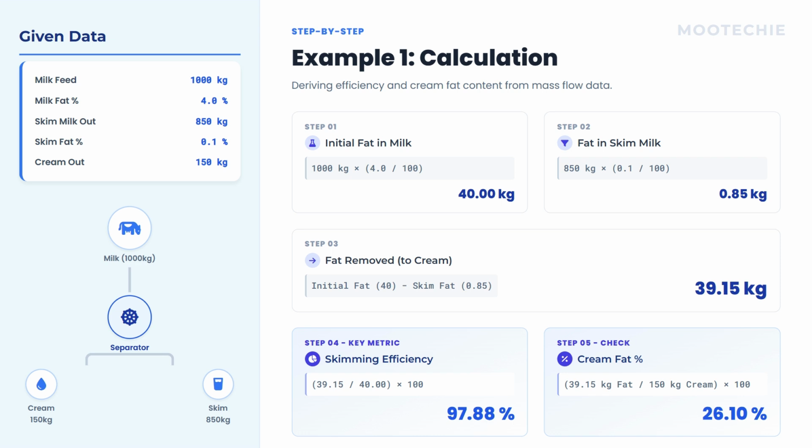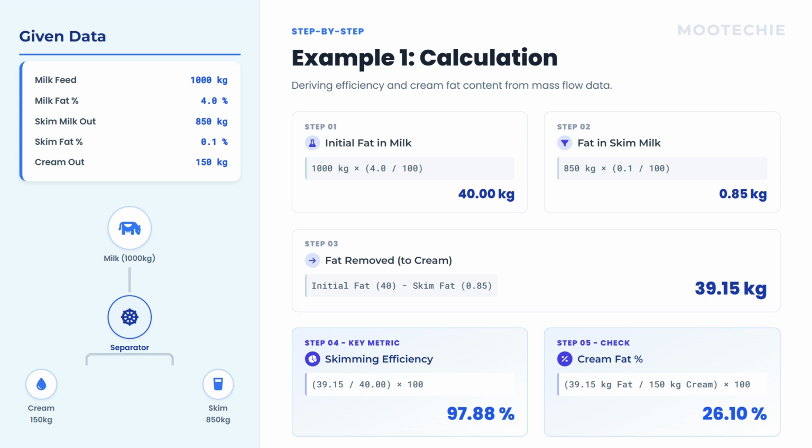Step 2. Find the fat in the skim milk. That's 850 kilograms times 0.1%. This equals 0.85 kilograms of fat lost. Step 3. So the fat removed to become cream is the initial 40 kilograms minus the 0.85 lost. We're left with 39.15 kilograms of fat recovered.